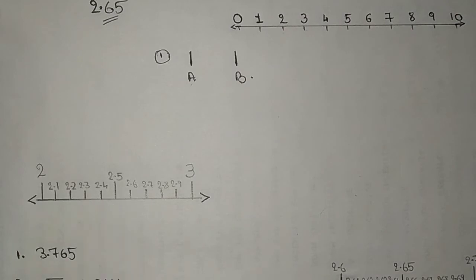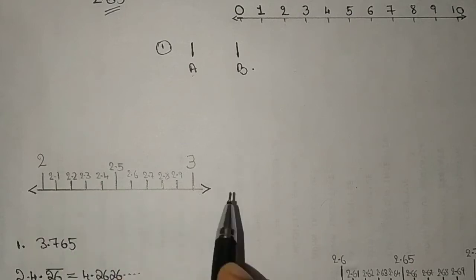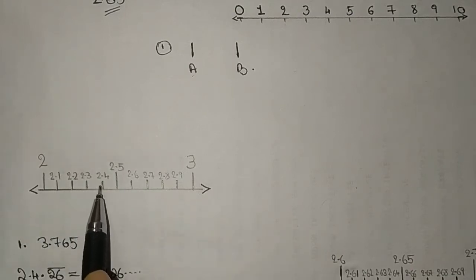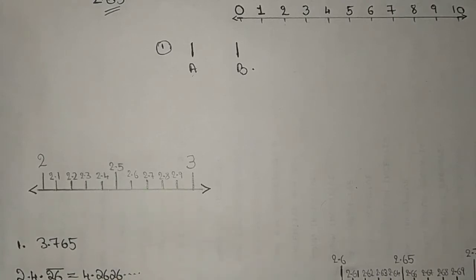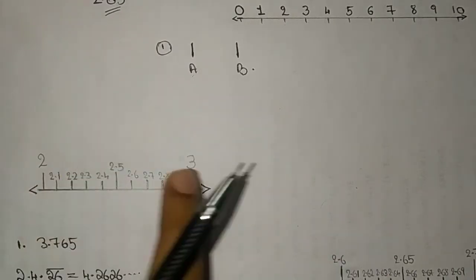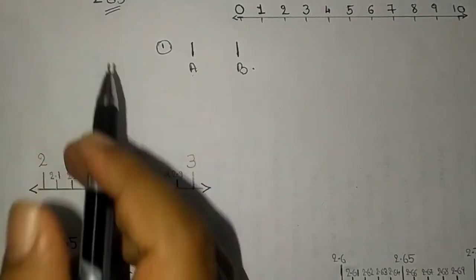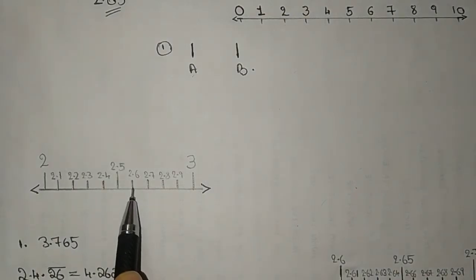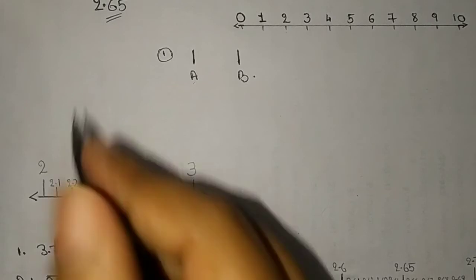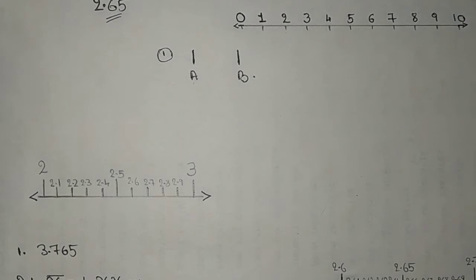Next step, zoom in. 2 and 3 are divided into 10 parts: 2.1, 2.2, 2.3, 2.4, 2.5, 2.6, 2.7, 2.8, 2.9, 3. Between 2 and 3 we divided into 10 parts. What we want is 2.6, and 6 is here. Next we need to visualize the 5.